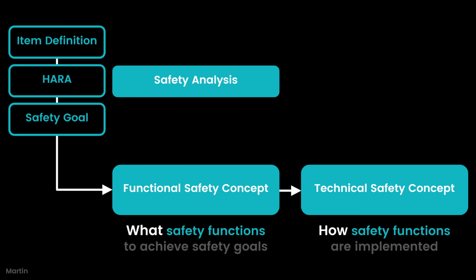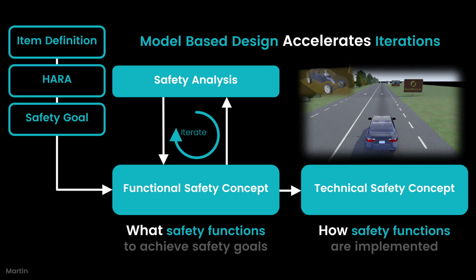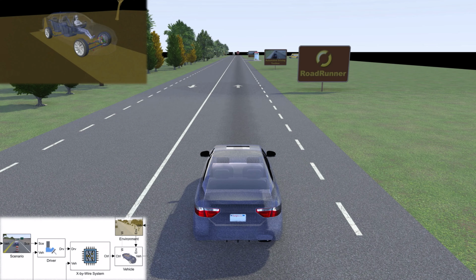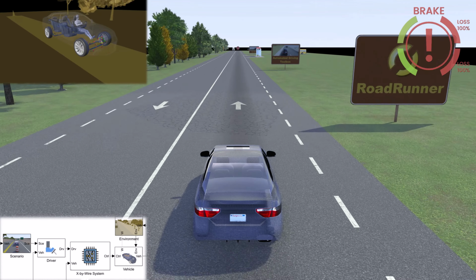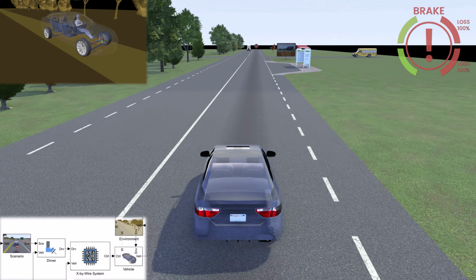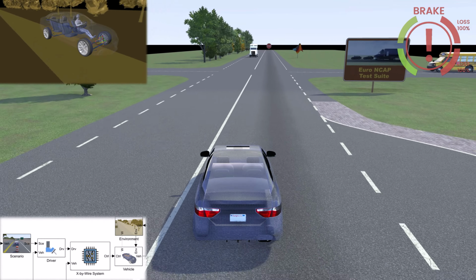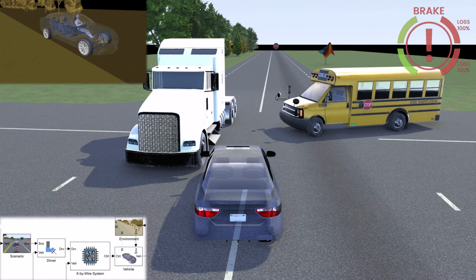By applying model-based design, engineers can accelerate the development and refinement of both concepts through executable models, automated verification, and simulation-based safety analysis, enabling faster iteration, early detection of design issues, and stronger traceability from safety goals to technical implementation. Here is an example demonstrating how simulation can be used to evaluate and analyze safety mechanisms by modeling vehicles, road profiles, faults, and various scenarios.